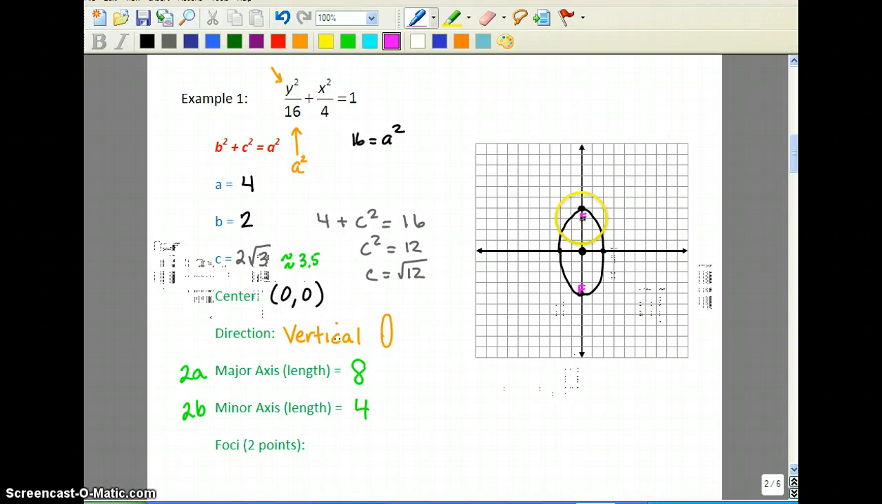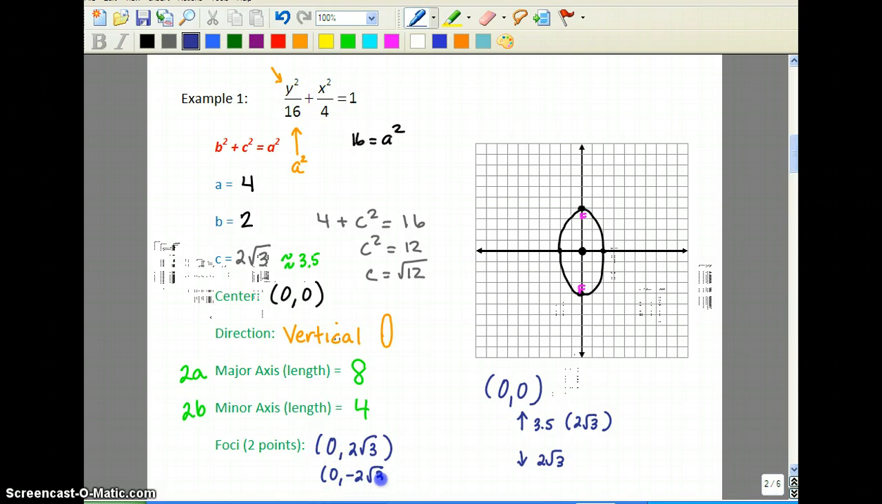Now we need to name those points. So just like we've been doing, our center is 0, 0, and I went up 3.5, and I got that from 2 root 3. And then I went down 2 root 3. So that's going to change our y. So our 2 points are 0, 2 root 3, and 0, negative 2 root 3. They're probably going to write that together, and you can do it either way. It would be 0, plus or minus 2 root 3.